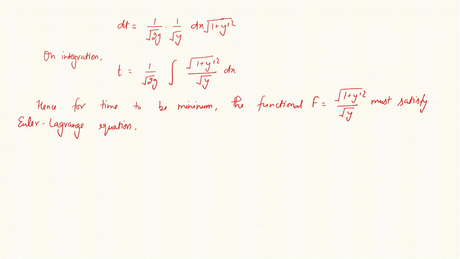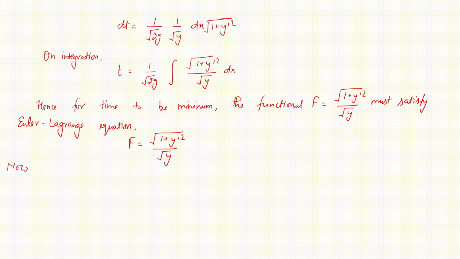Now to use the Euler-Lagrange equation, first of all let us find the partial derivatives of f with respect to y and y′. Here f is under root 1 plus y′ square divided by under root y.